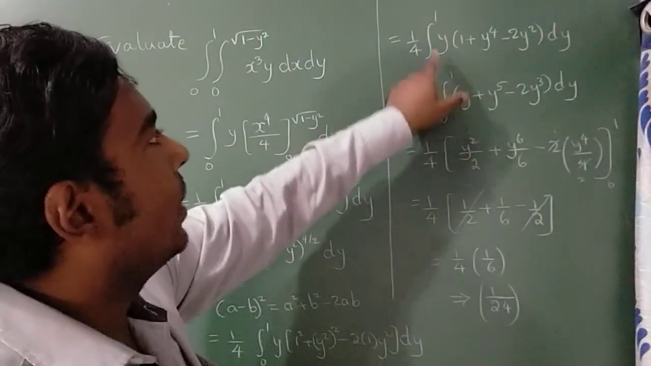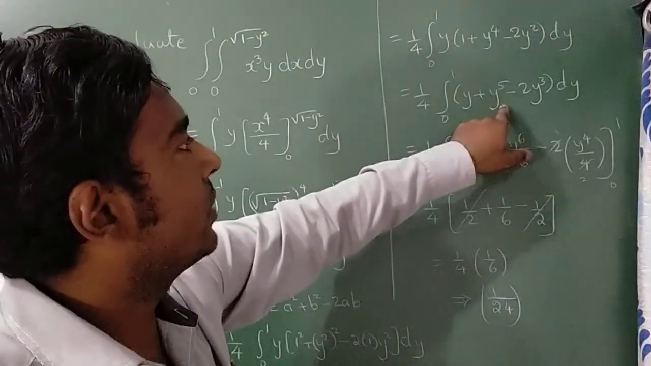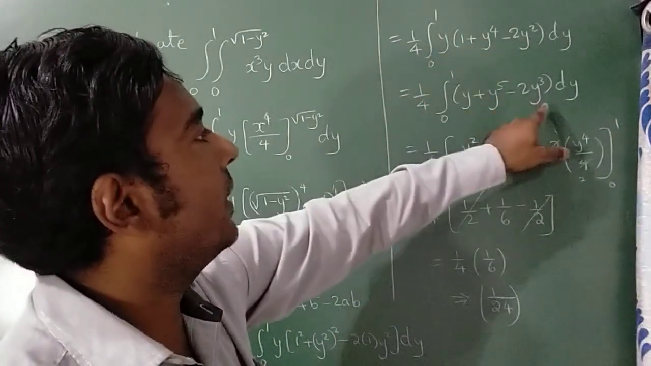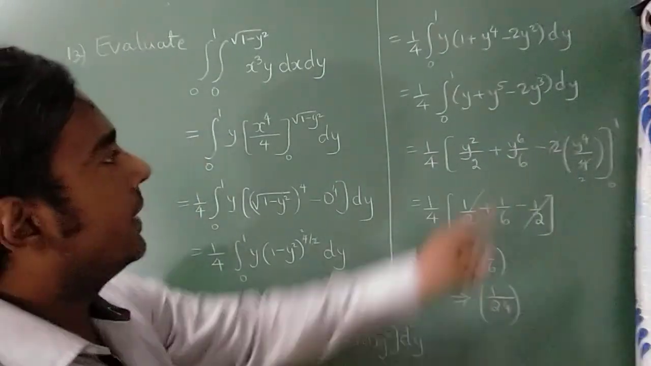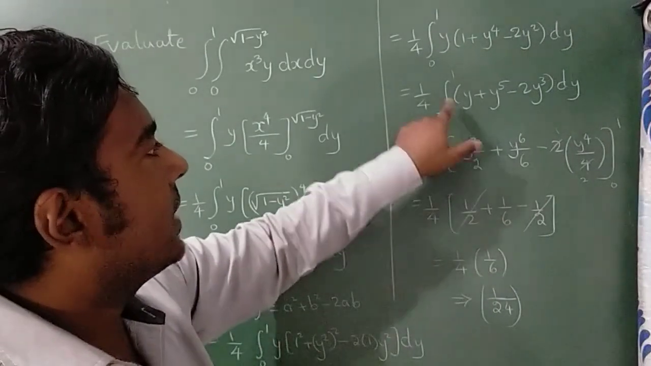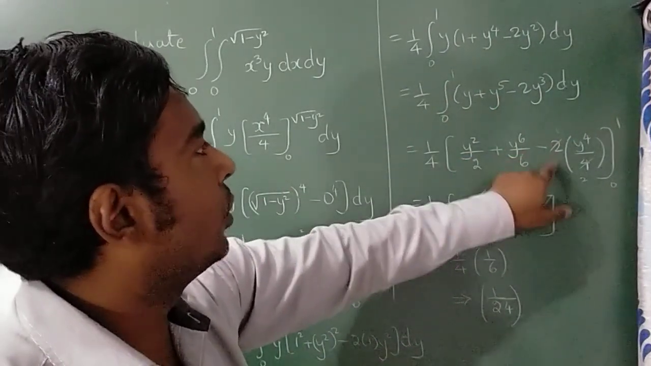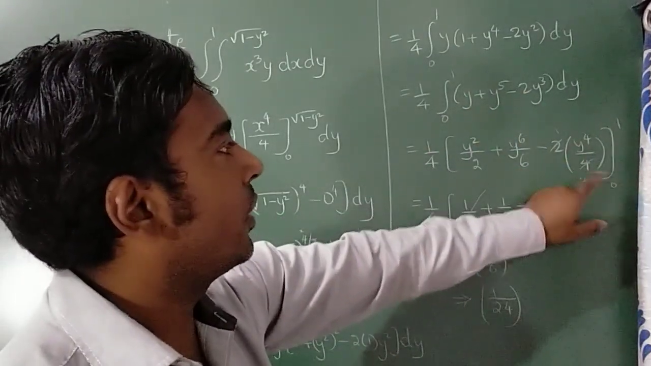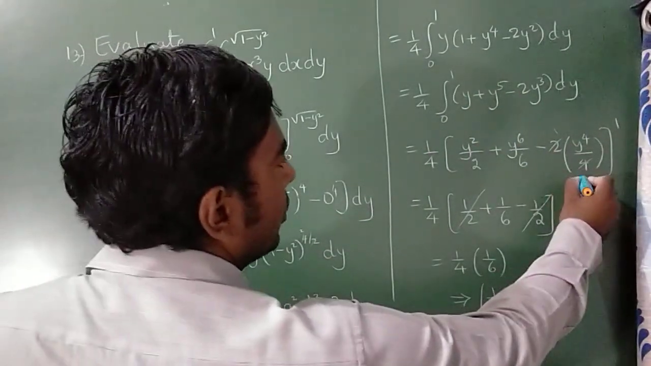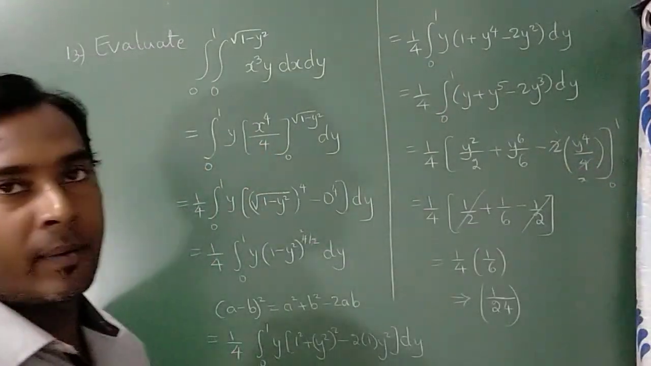Multiply this y inside: y into 1 is y, y into y raised to 4 gives y raised to 5, and if you multiply with y you will get y cube. Now integrate with respect to y. Integration of y is y square divided by 2, plus integration of y raised to 5 is y raised to 6 by 6, minus 2 times integration of y cube, which is y raised to 4 divided by 4. 2 ones are 2, 2 twos are 4. Fine. Now apply the limits 0 to 1.